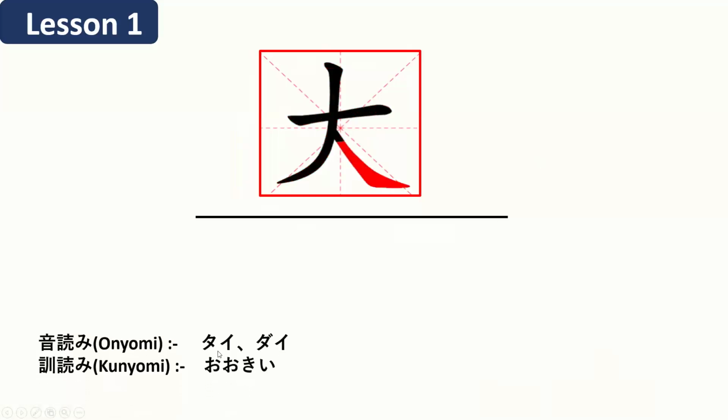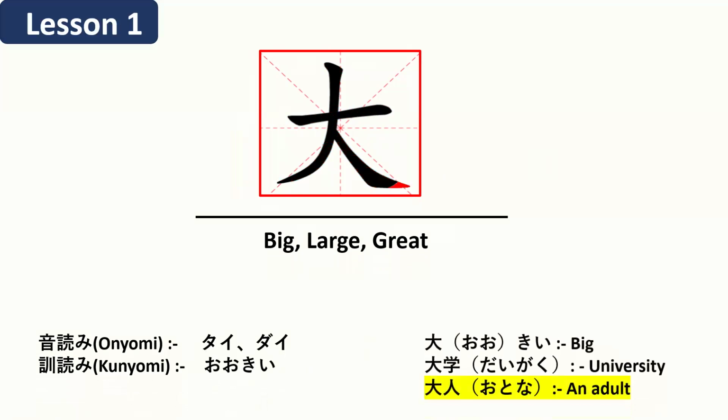Onyomi is kai, dai. Kunyomi is oki, meaning big, large, great. For example, oki, big. Daigaku, university. Otona, an adult.